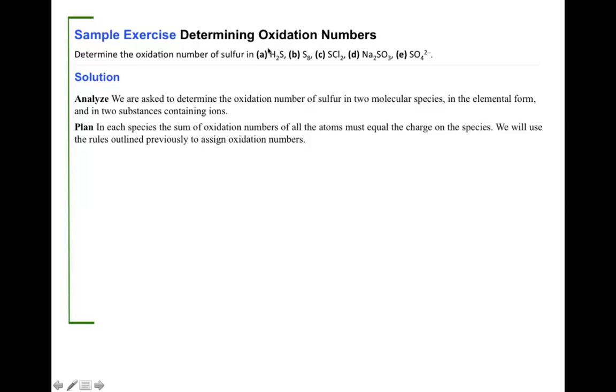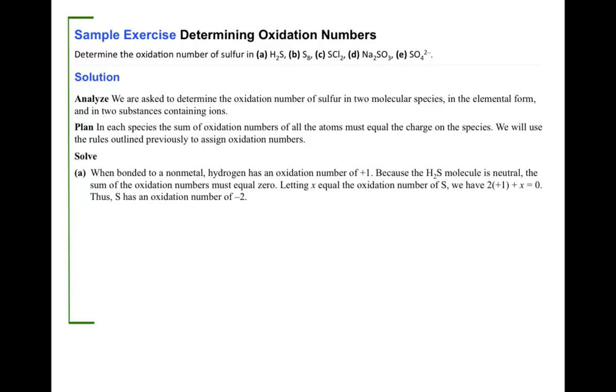This is a neutral compound, as well as this one, and as well as this one. Here, this compound also is neutral. Here, the total sum of oxidation numbers is -2. Okay, so we will use the rules outlined previously to assign the oxidation numbers.